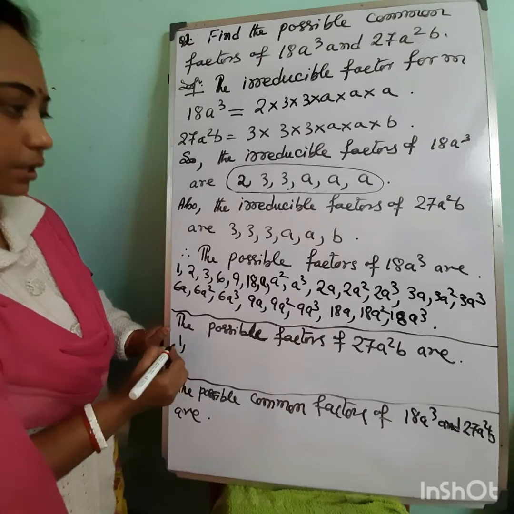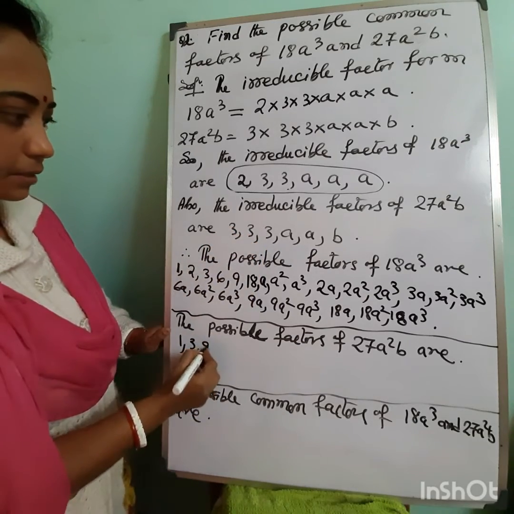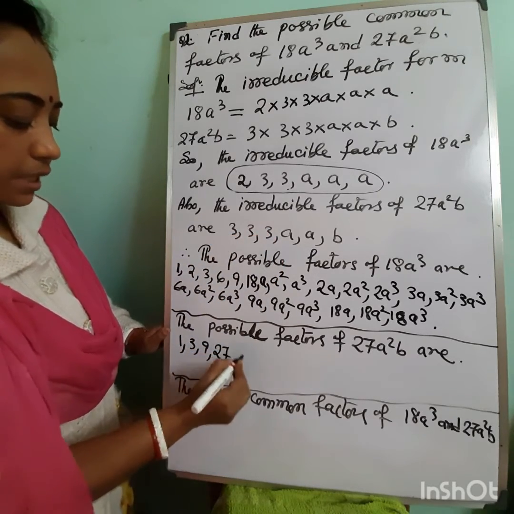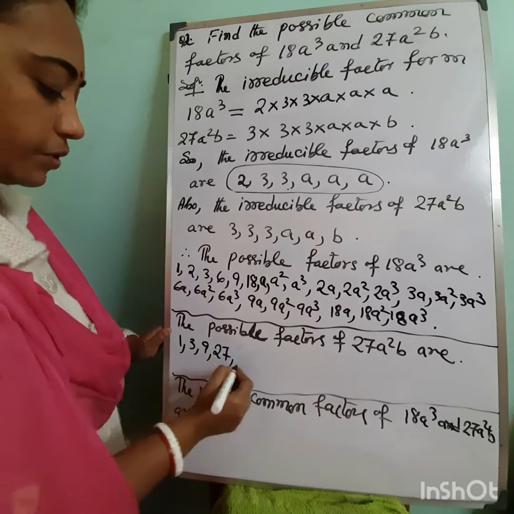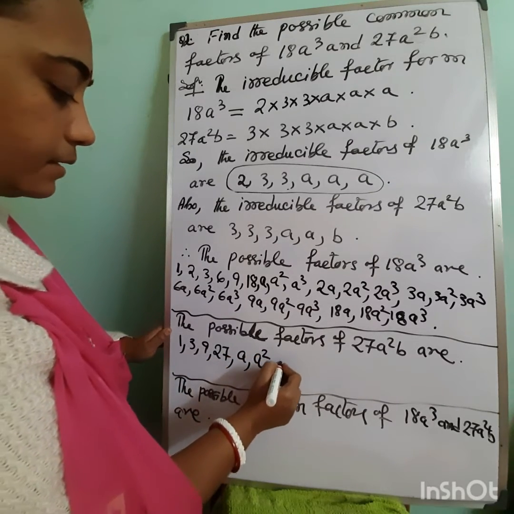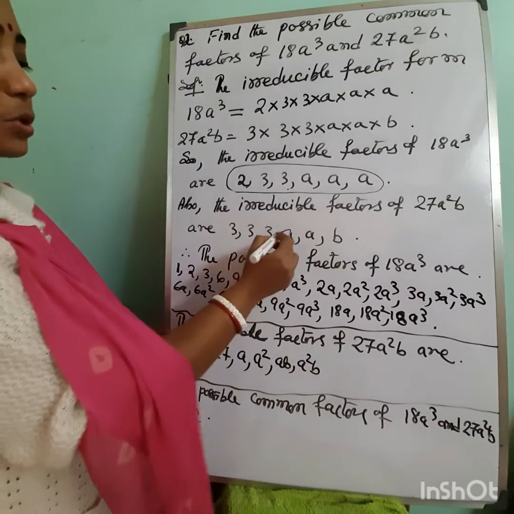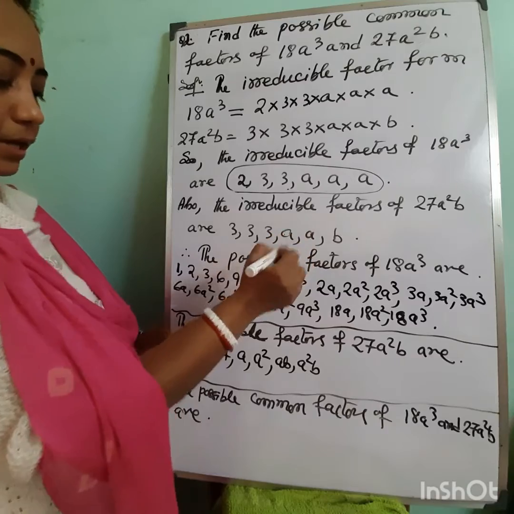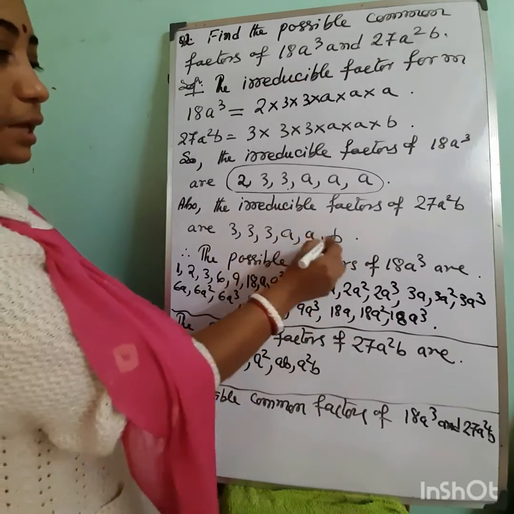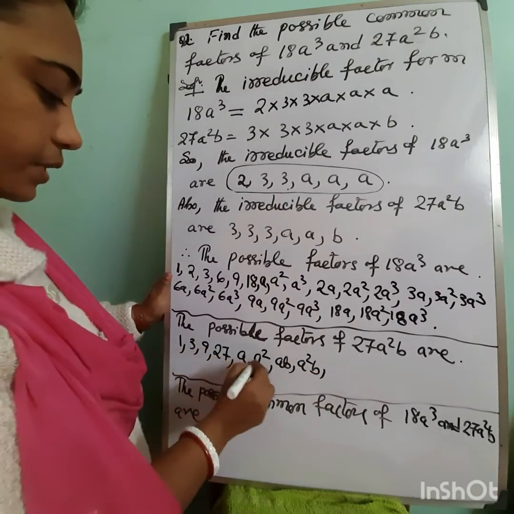First we will write 1. Then 3 is present. After that 3 3s are 9. Then 9 3s are 27. So these are the numerical factors. Then we will write a. After that a square. Then ab. Then a square b. These are a, a multiplied by a gives a square, a multiplied by b gives ab, and a square b. Now we will multiply these numericals with the variables.